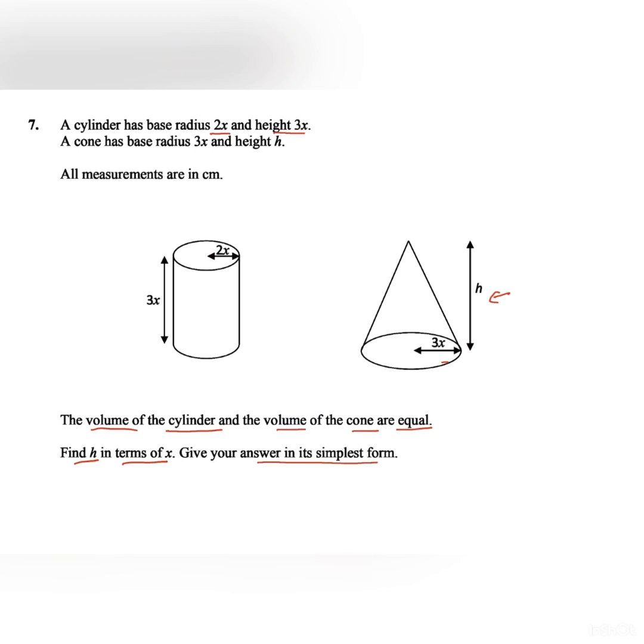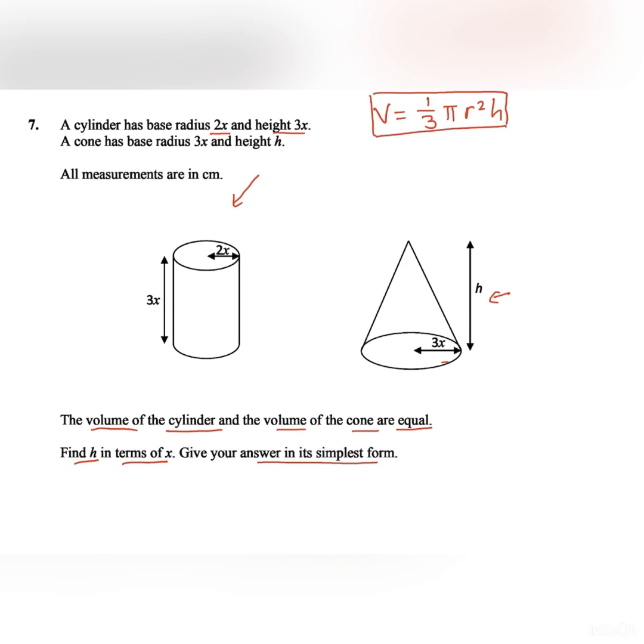Okay, so this question is about the volume of these two shapes. Now, the volume of a cone, the formula for this is V equals 1/3 pi r squared h. Now, this formula should be given in the exam. And the volume of a cylinder is something that you need to know how to find out. The formula won't be given for that.